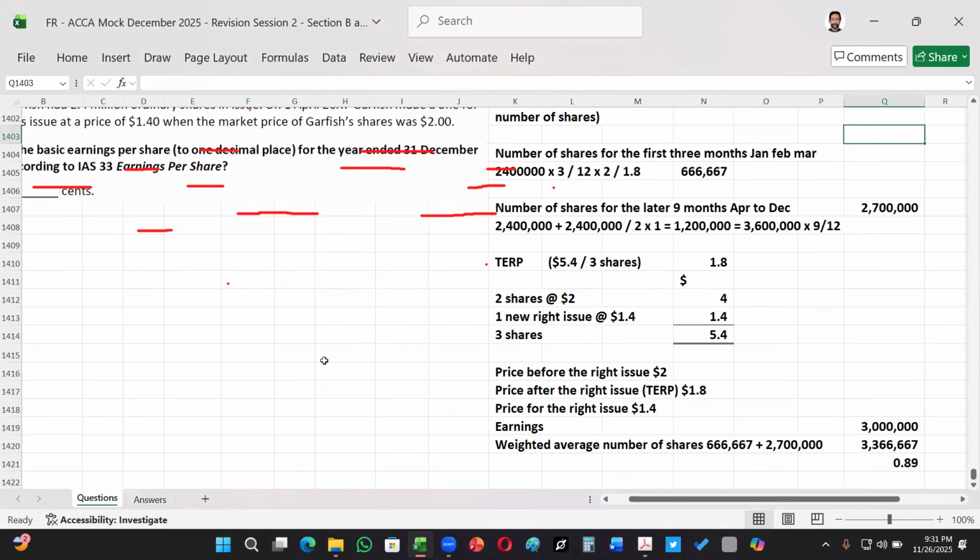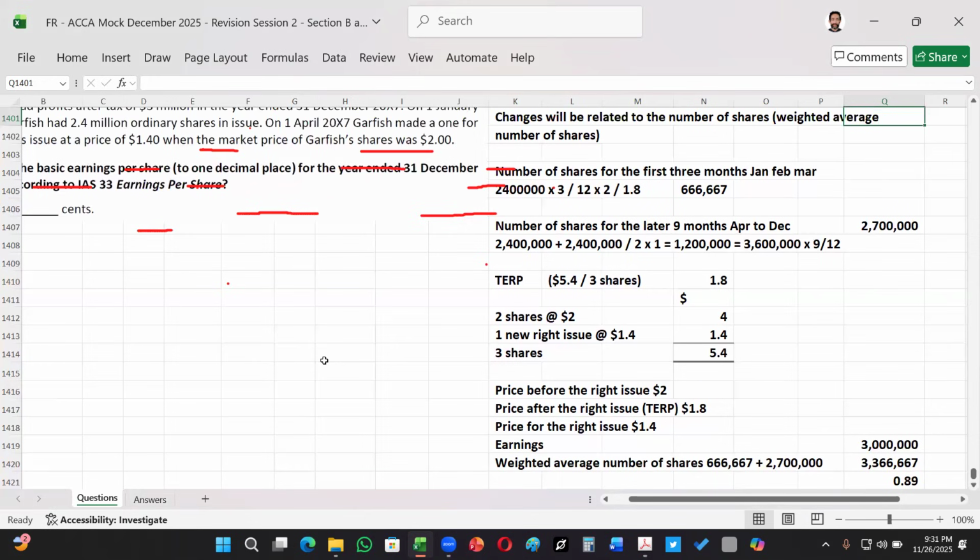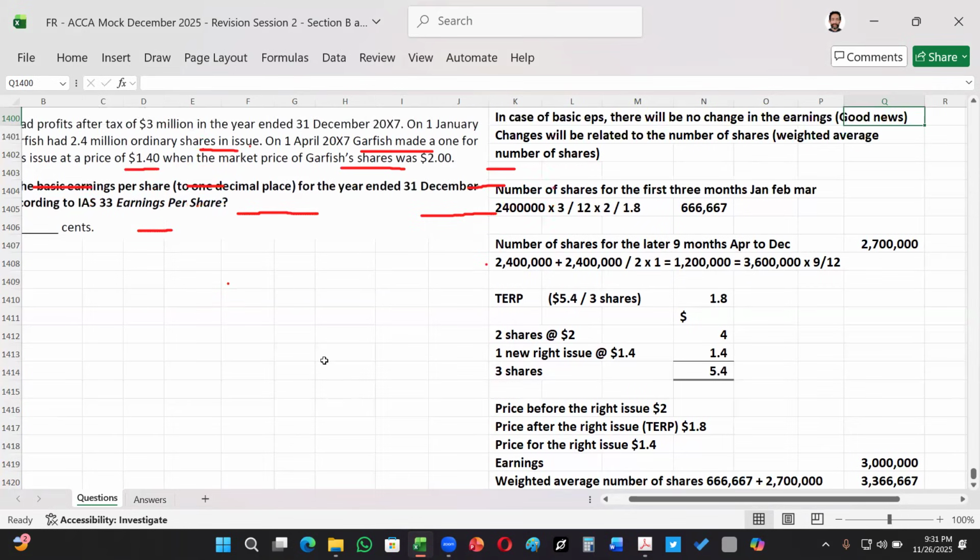I hope you understand this whole fraction thing. We had to calculate the theoretical exercise price and then use the values. You can have a look at this one and let me know. Yes, people, I hope it makes sense.